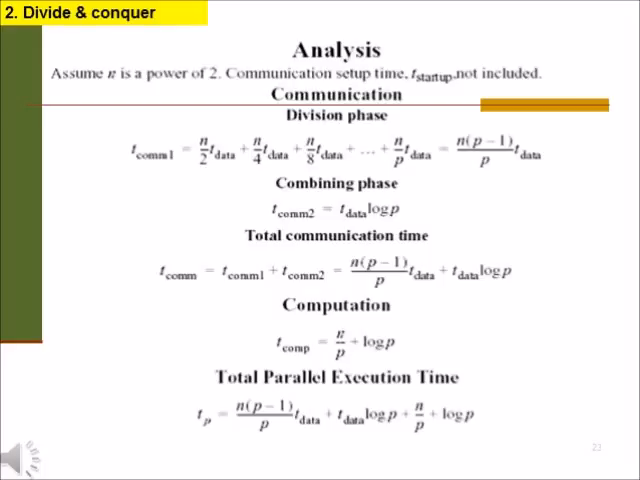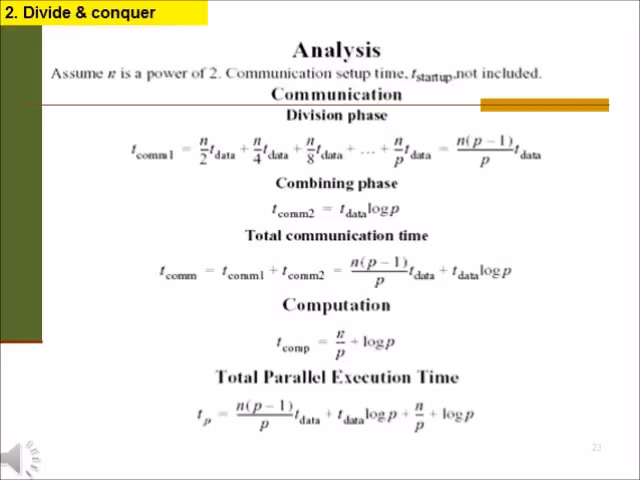The combining phase is similar, except that only one data item is sent in each message, the partial sum. So the formula for this is shown under the label combining phase. This makes the total communication time the formula shown under the label total communication time. This means that the time complexity is O of n for a fixed number of processors.